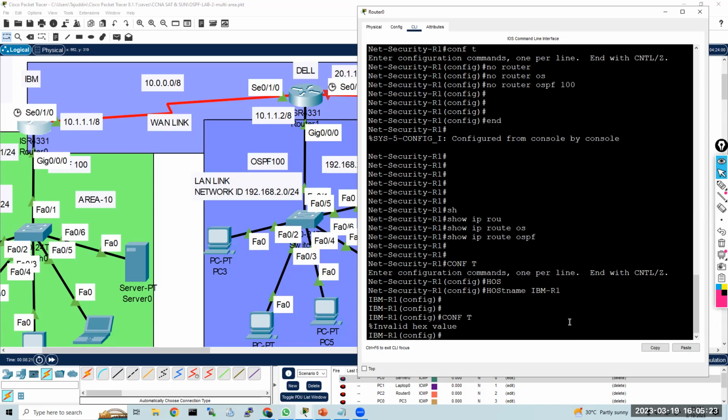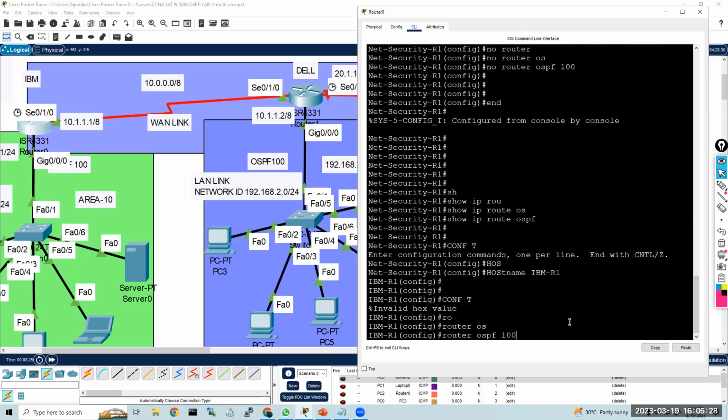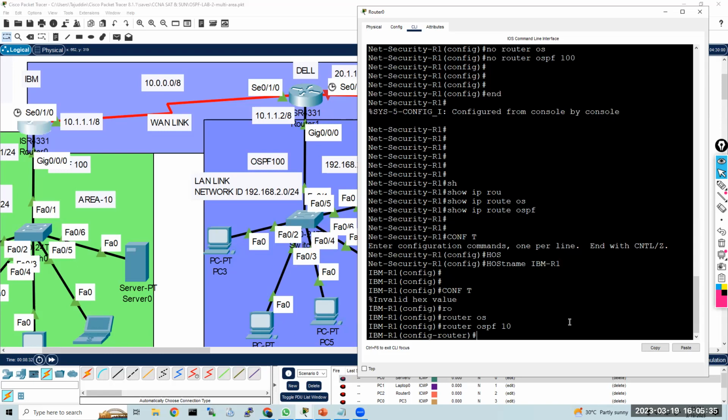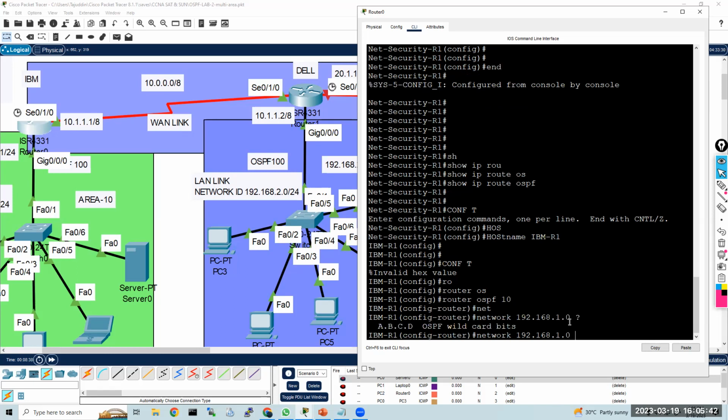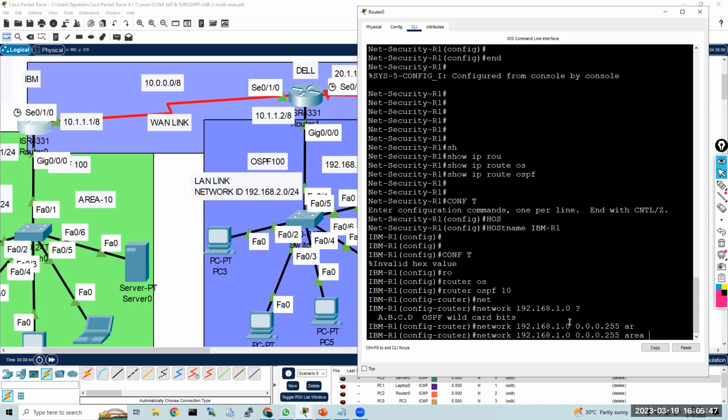Go to global configuration mode, router OSPF 100. Okay, this time I will give 10 for all. Now network 192.168.1.0. Then give the wildcard mask. What is the wildcard mask for this? 0.0.0.255. And this belongs to which area? Which area, guys?